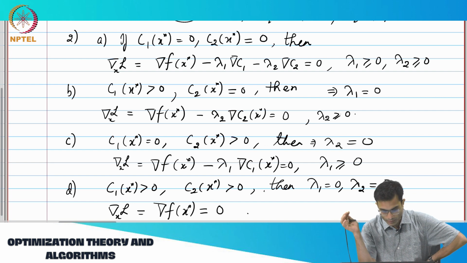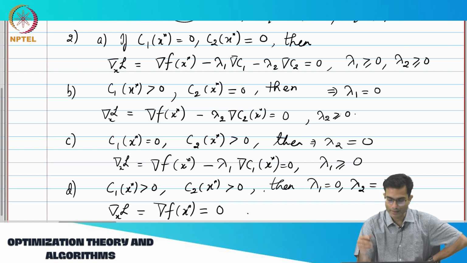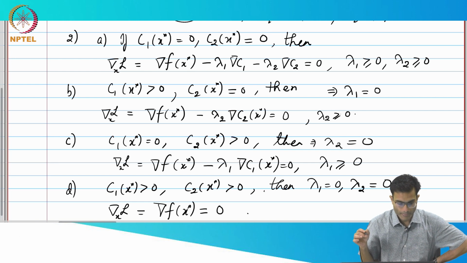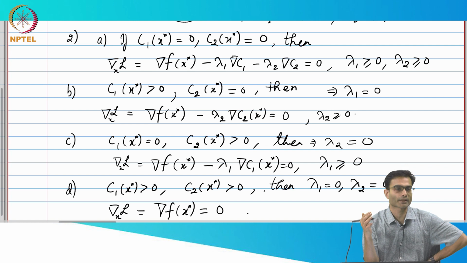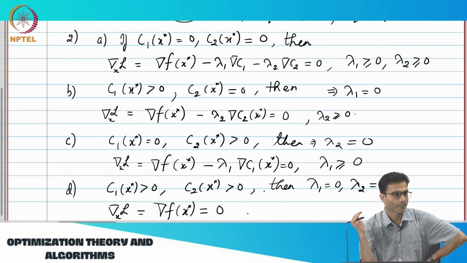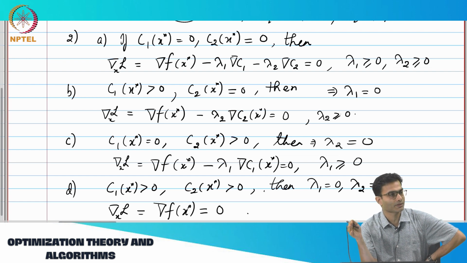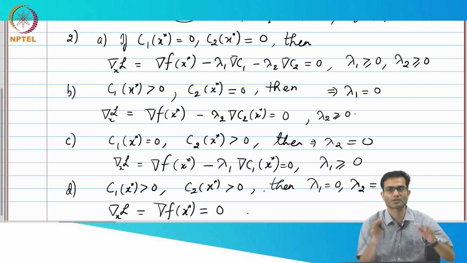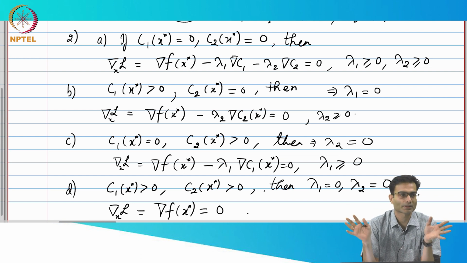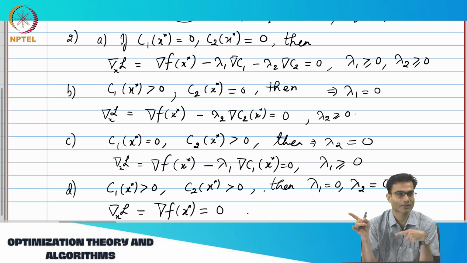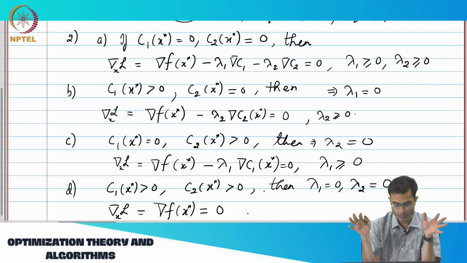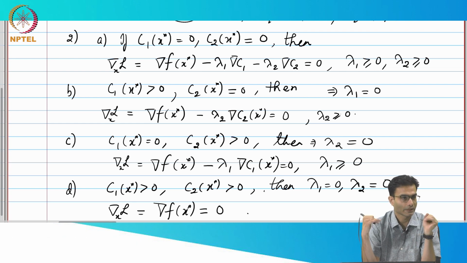So turns out that if you look at 2a, that is the case where the Lagrangian has the most complicated expression. Will you agree? Case A, the Lagrangian has grad f minus lambda 1 grad C1 minus lambda 2 grad C2. So this is like the most general possible thing that you can think of, because I have three vectors to worry about: grad f, grad C1, grad C2, and they all have to sort of work in harmony to get this expression. The simplest would be D.